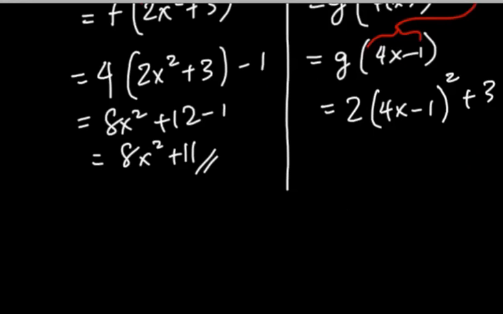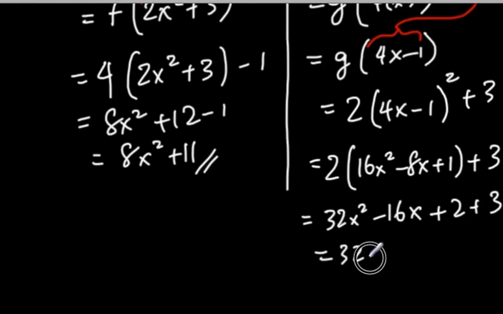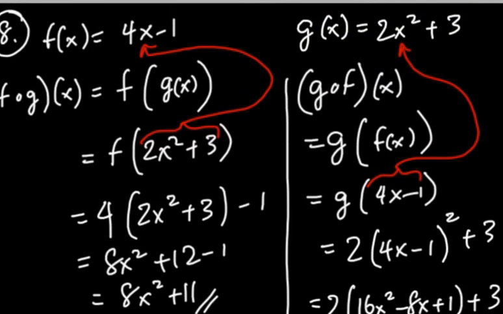We can expand this, and actually, I will expand this. So if I expand this one, this is 16x squared minus 8x plus 1 plus 3, and that's equal to 32x squared minus 16x plus 2 plus 3, which is 32x squared minus 16x plus 5. And that's our solution for g of f of x. All right, so last two, let's go to number 9.